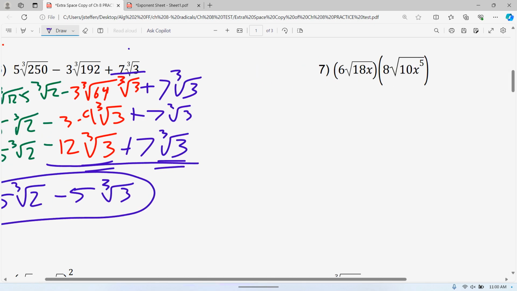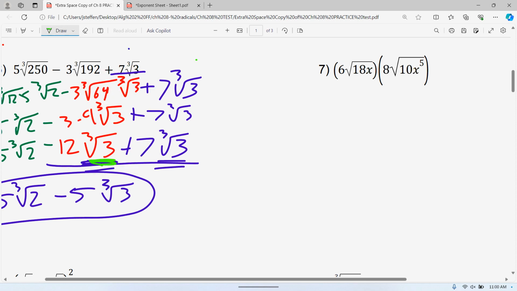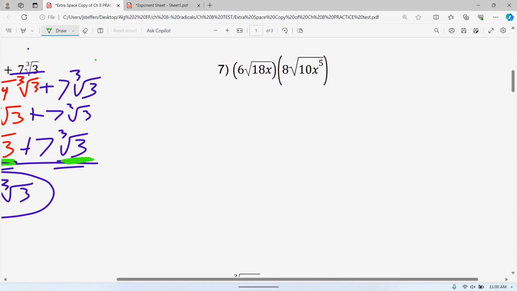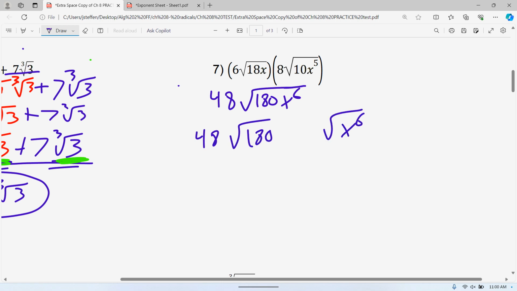In subtracting, they had to have the same radicand. With multiplying, they don't have to. You can still multiply them. So we have 6 times 8 is 48. 18 times 10 is 180. And then x times x to the 5th is x to the 6th. Now is reducing. So I combine them first. I think that is a lot easier, but to each their own.